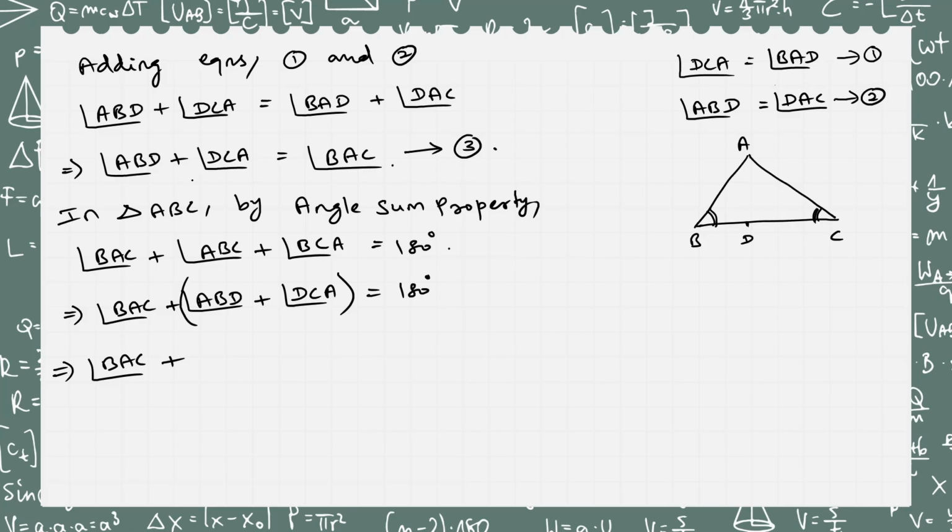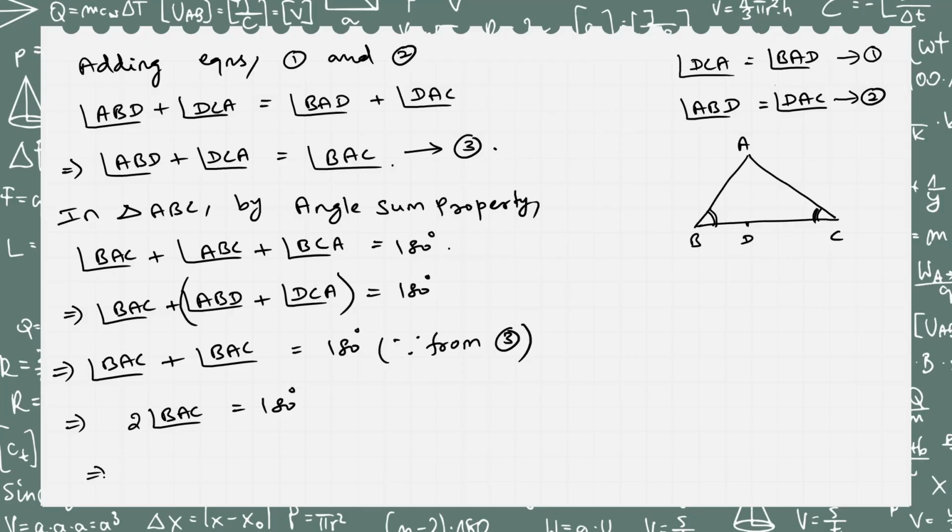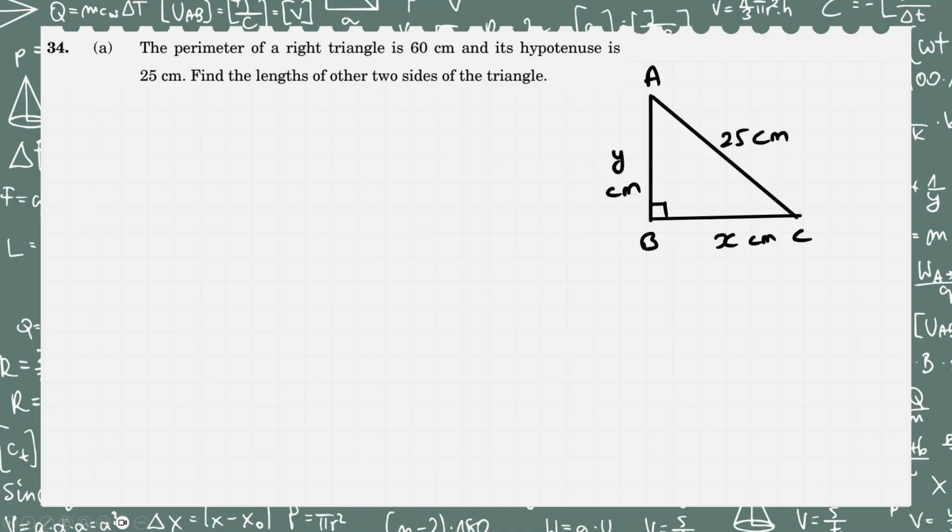And look at our equation 3. ABD plus DCA is the LHS of our equation 3, right? That is equal to BAC. We already have proved it. So I am going to write BAC here, and the reason is from equation 3, right? So both are BAC, so we can write this as 2 times BAC equal to 180 degrees. That implies angle BAC equal to 180 by 2, which is 90 degrees, right? So that's what we need to prove. So hence proved. Let's move on to the next sum.